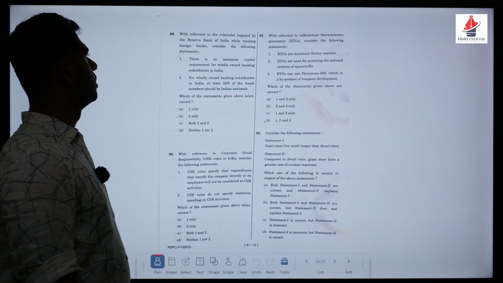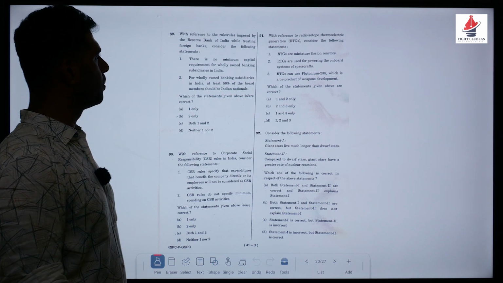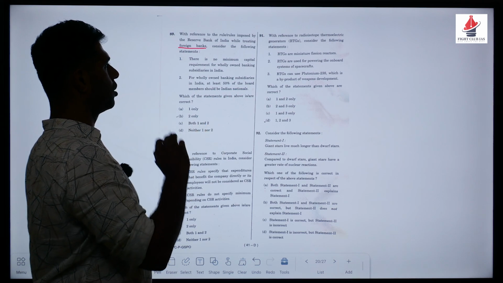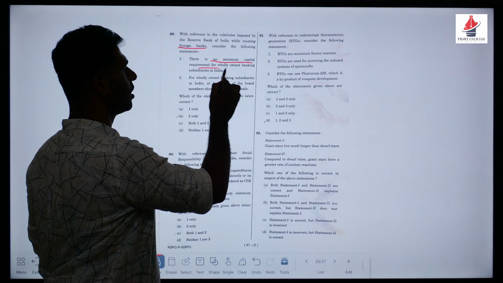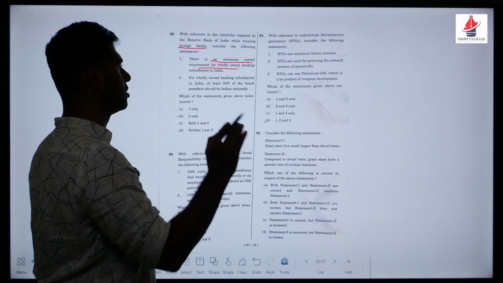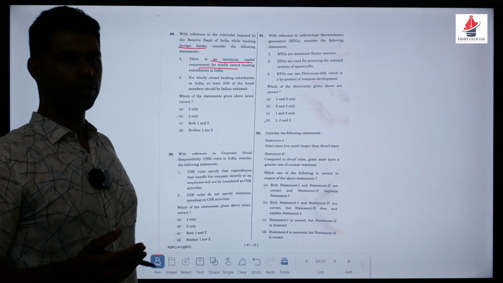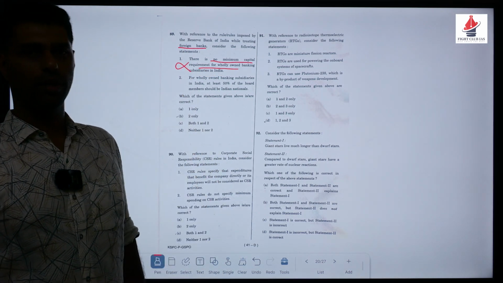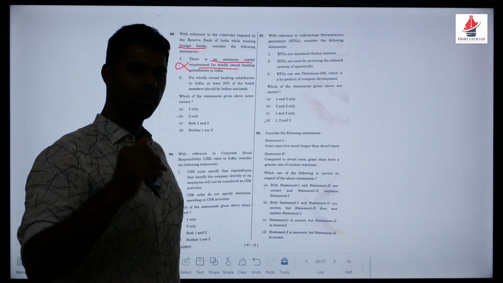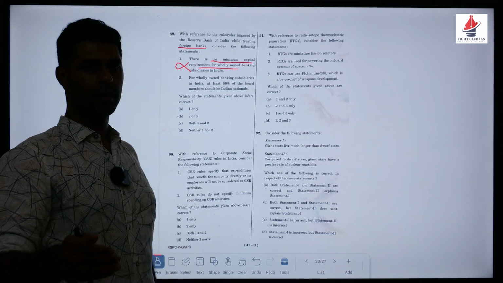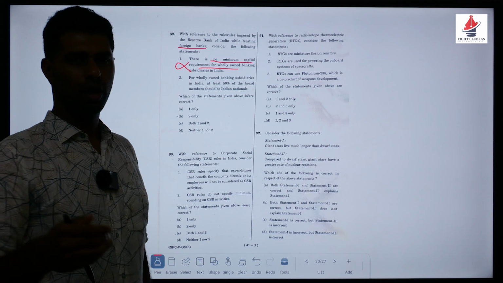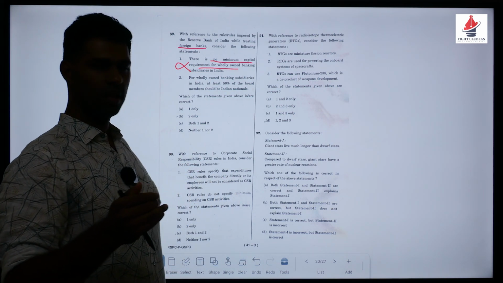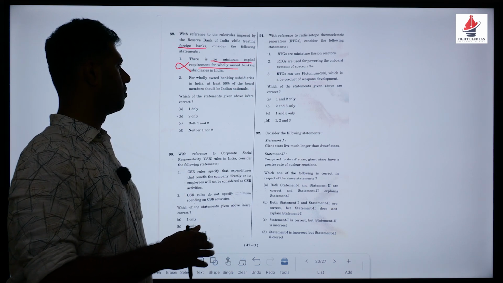Coming to 89. With reference to the rules imposed by RBI while treating foreign banks, consider the following statement. There is no minimum capital requirement for wholly owned banking subsidiaries in India. Going by any logic, by any standards, there is definitely a requirement. This is absolutely wrong, right? RBI will always say there should be a minimum capital requirement. There is actually around 3 billion as the requirement. So without any minimum capital requirement, they cannot.